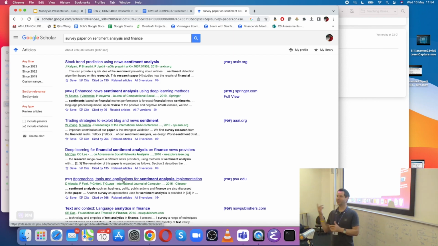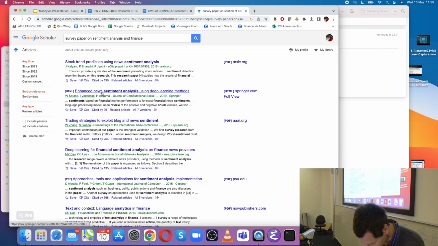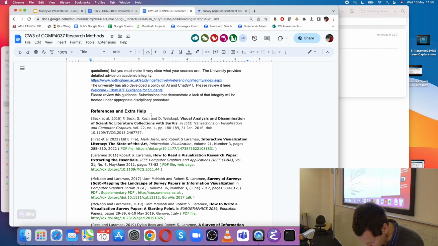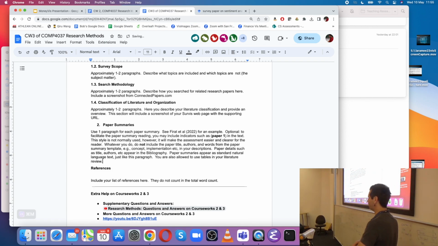I didn't mention that, but you're allowed to use tables in your literature review. Should I mention that somewhere? Paper summaries. You are also allowed to use tables in your literature review. You'll notice that most literature reviews have tables and images in them.